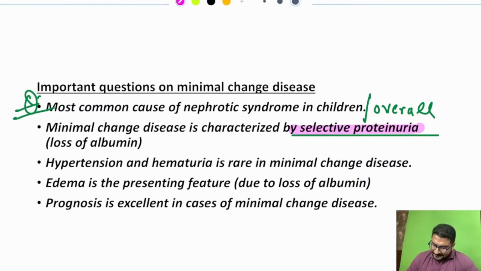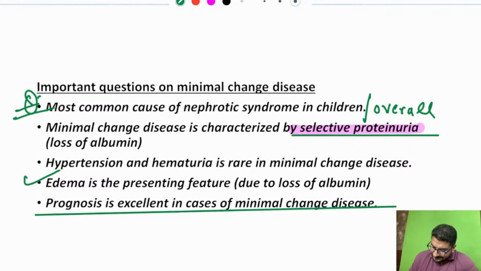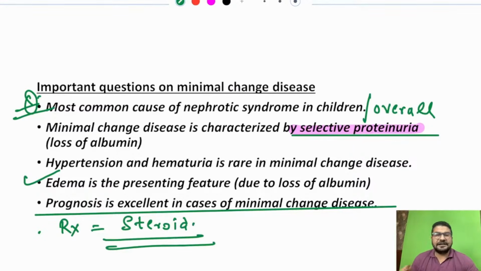Then understand, they ask you like hypertension, hematuria is rare. Main feature will be edema. Edema is the main feature and very, very important. Prognosis is excellent. And treatment. Why is prognosis excellent? Because when you start steroid for 2 weeks, you will see a complete recovery. Whenever you give steroid to the patient for 2 weeks, you will have a decent recovery. These are the MCQs that they ask on minimal change disease.